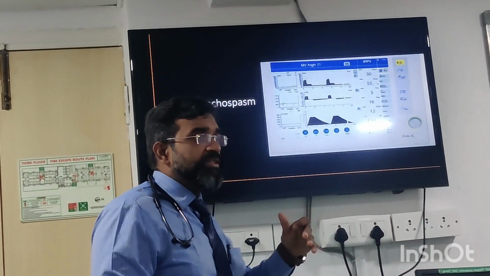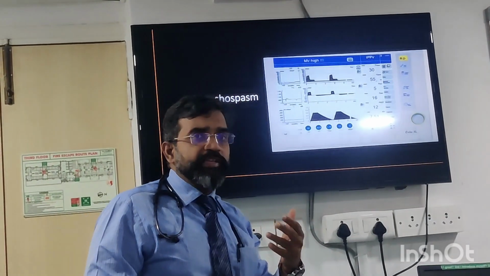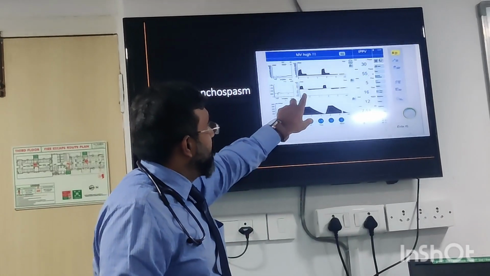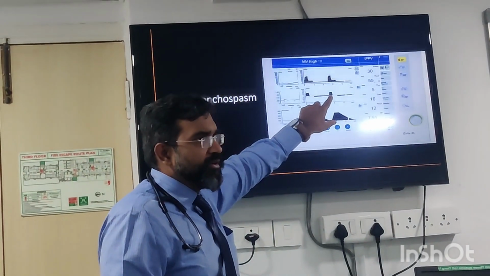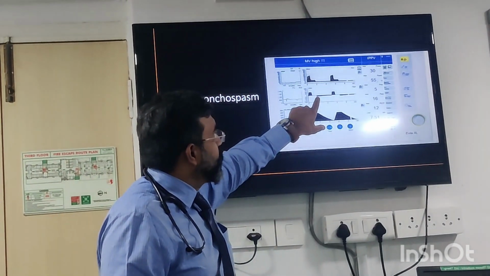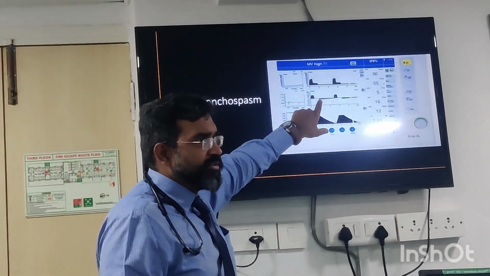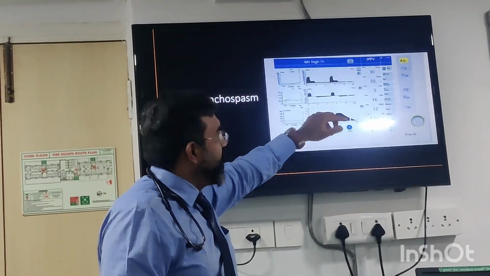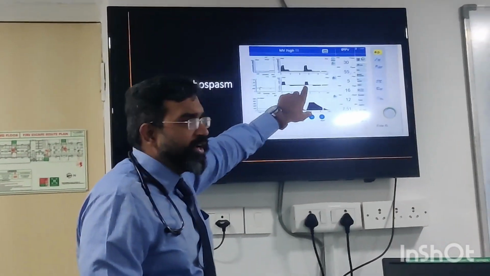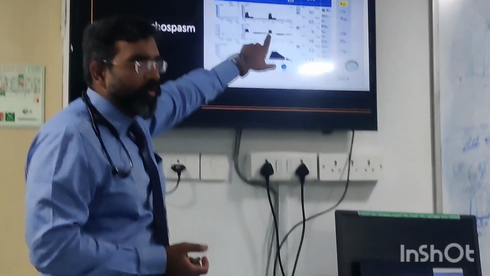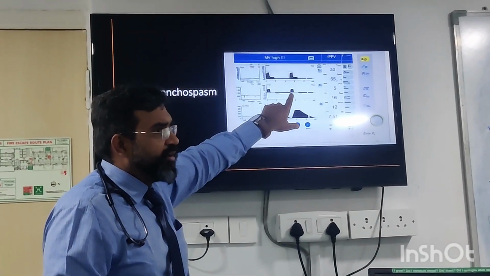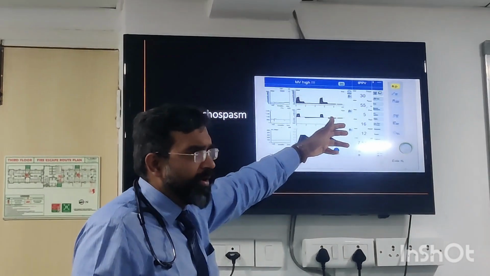Now the expiratory phase is extremely long. Not only that, your peak expiratory flow rate, see where it has reached. You understand? Your peak expiratory flow rate has become smaller. Not only that, the flow is not reaching the baseline. The flow still has a small blip over here, which is basically dynamic hyperinflation.